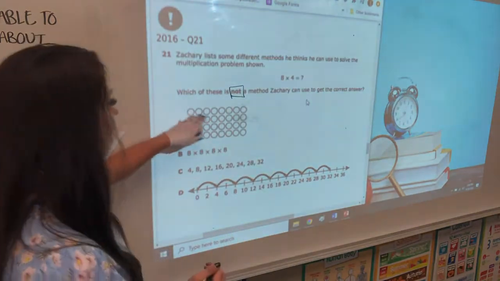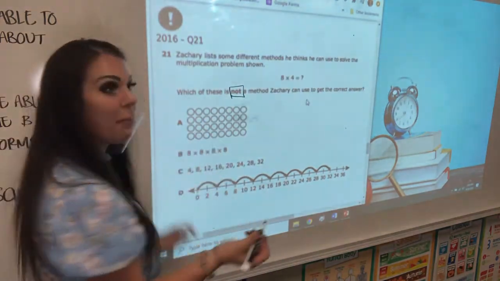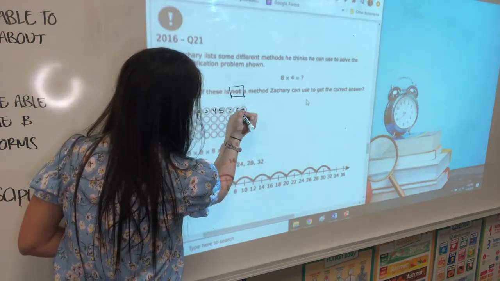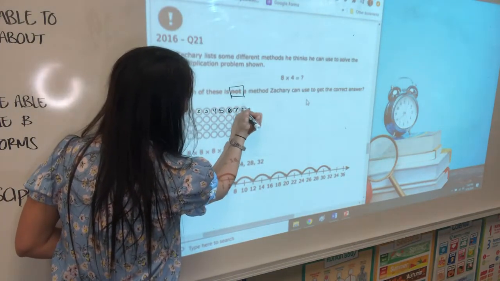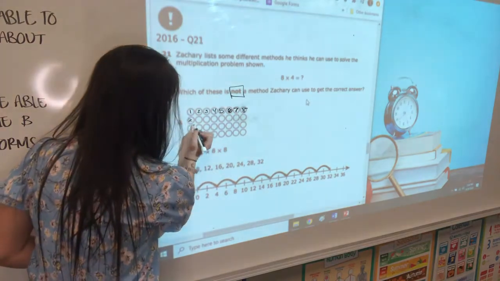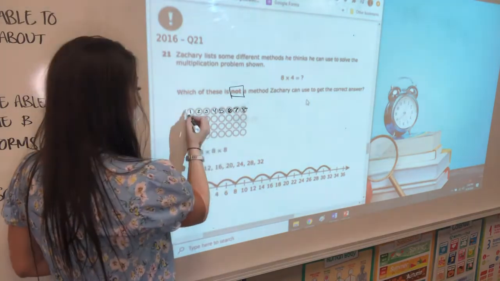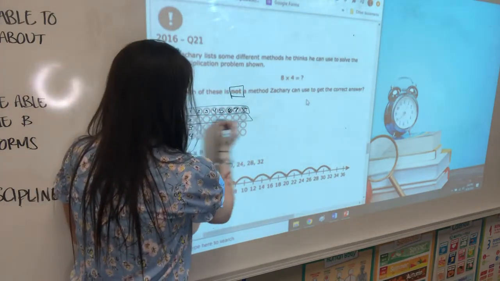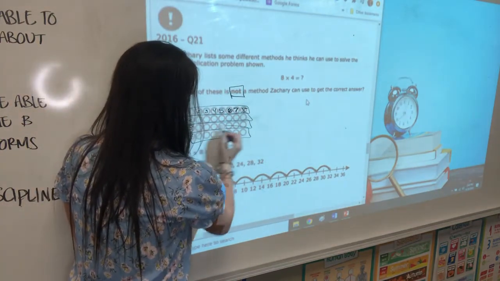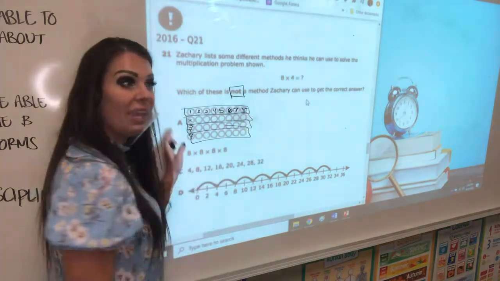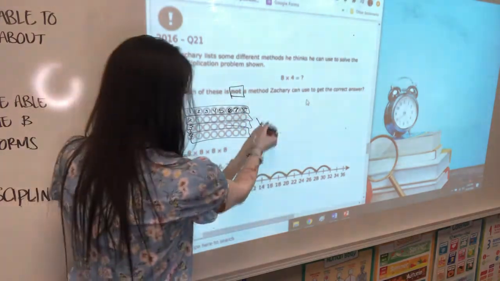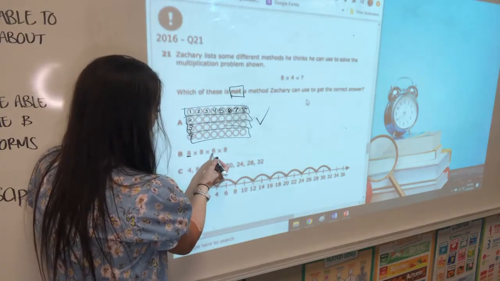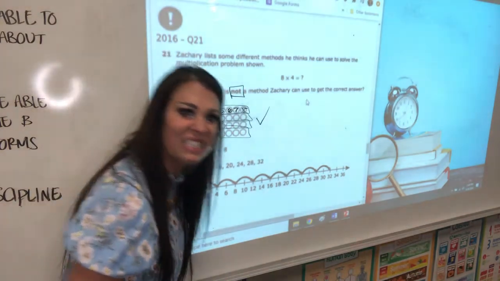He thought, okay, let me draw them out. So let's see how many he did. 1, 2, 3, 4, 5, 6, 7, 8. And then 1, 2, 3, 4. So that's 8 times 4, right? Because this is 8, 8, 8, and 8. So I have 4 groups of 8, right? Yes. Good job, Zachary.